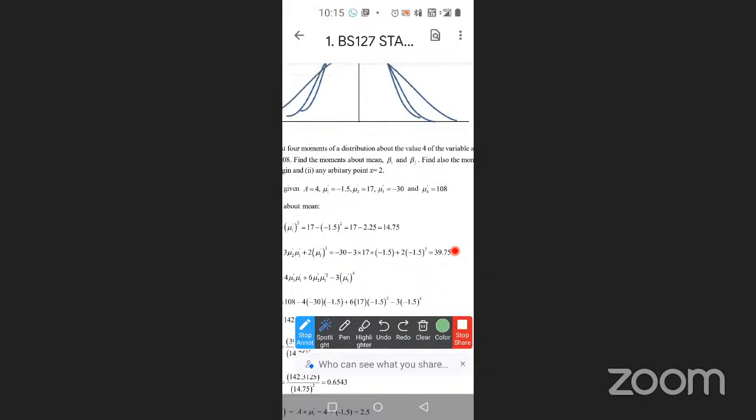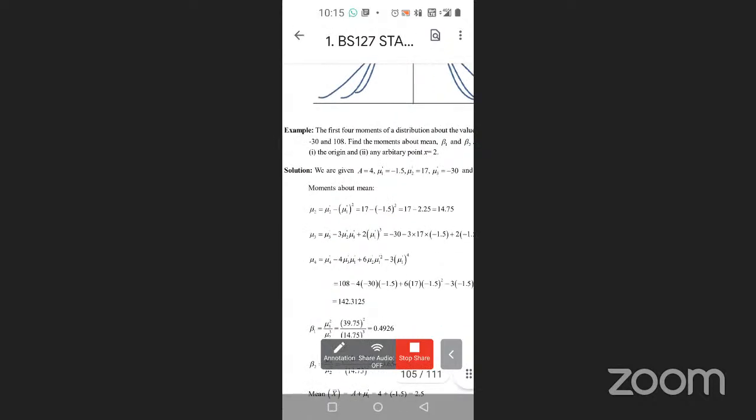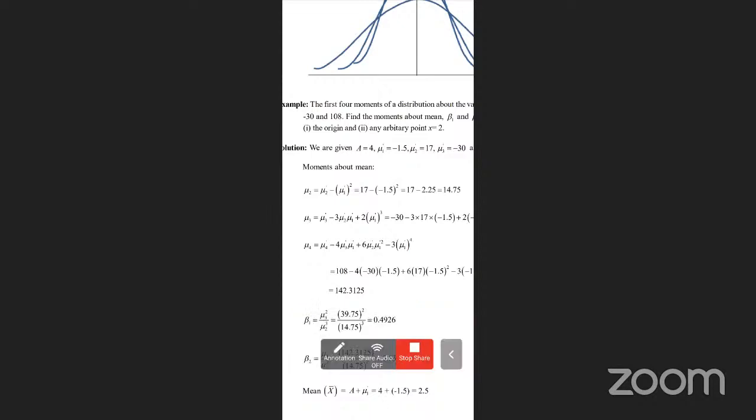That is 39.75. Okay, you can do it at home. And mu4 is equal to mu4 prime minus 4 mu3 prime mu1 prime plus 6 mu2 prime mu1 prime whole square. Here you can see the formula: 6 mu2 prime into mu1 prime whole square minus 3 into mu1 prime to the power of 4.